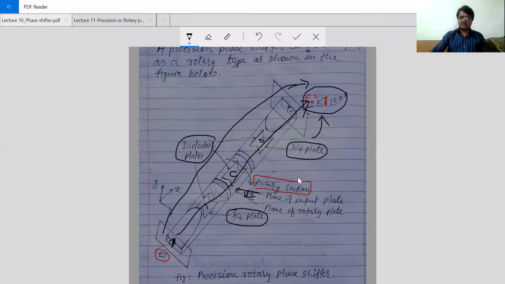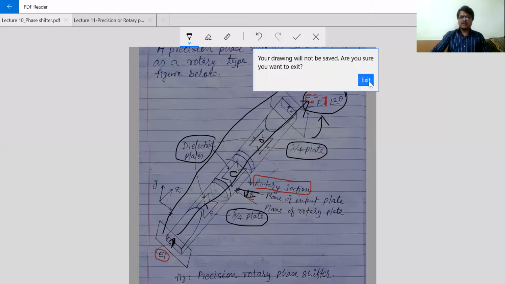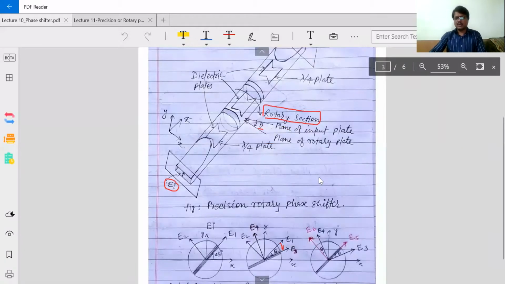If you want a 30-degree phase shift, then rotate this plate by 15 degrees. If someone wants to get a 20-degree phase shift, rotate this theta by 10 degrees, and you will get here 10 into 2, a 20-degree phase. So it is very simple. But what is the working? How does it work? We will have to learn about it. Okay. So how does it work?